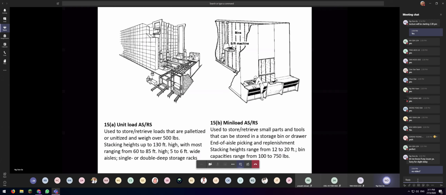There are also what we call mini loads, automated storage and retrieval systems, where it's much smaller. So for smaller parts or bins, and for this, everything in the dimensions are much smaller, of course, and you can't carry as much load.